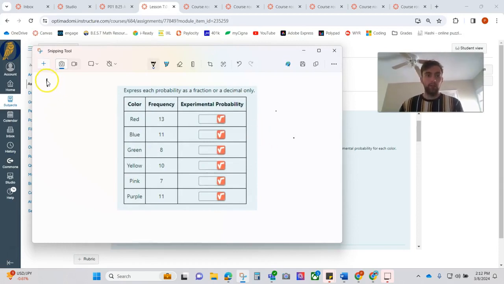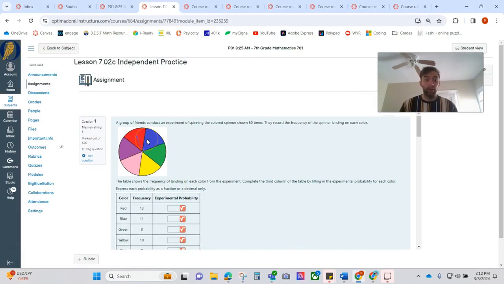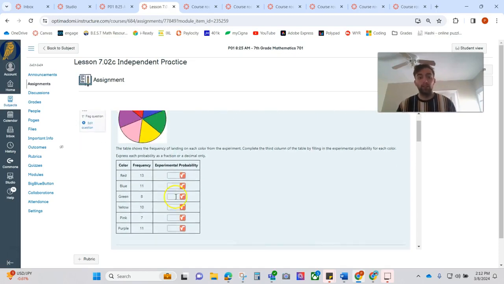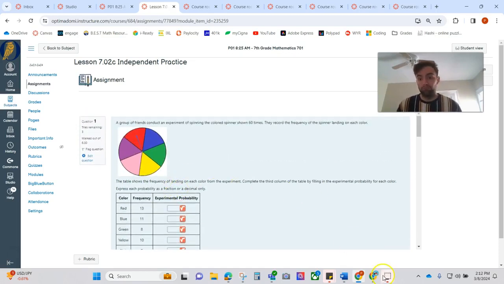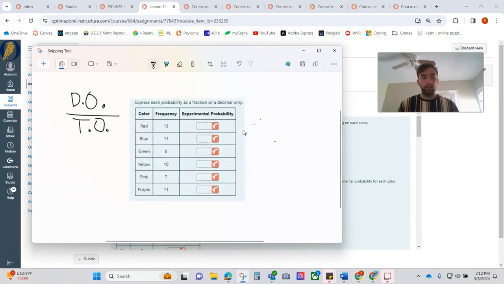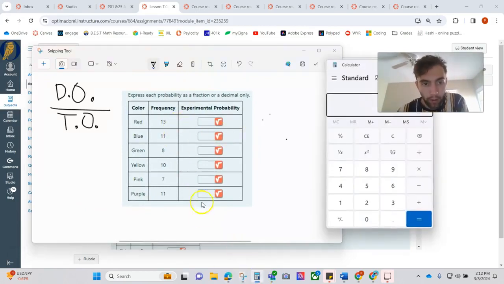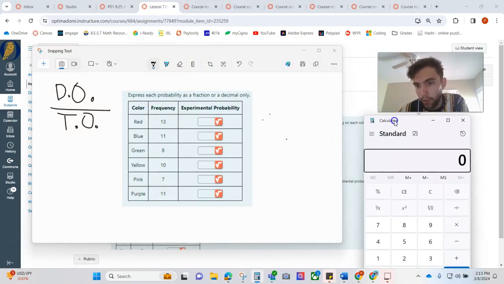We still can make a fraction the same way, where we put desired outcomes on top of total outcomes, but it's not going to be 1 over 6. That's not what these are going to be necessarily. Let's see what they are. Desired outcome on top of total outcome. So how many total spins were there?